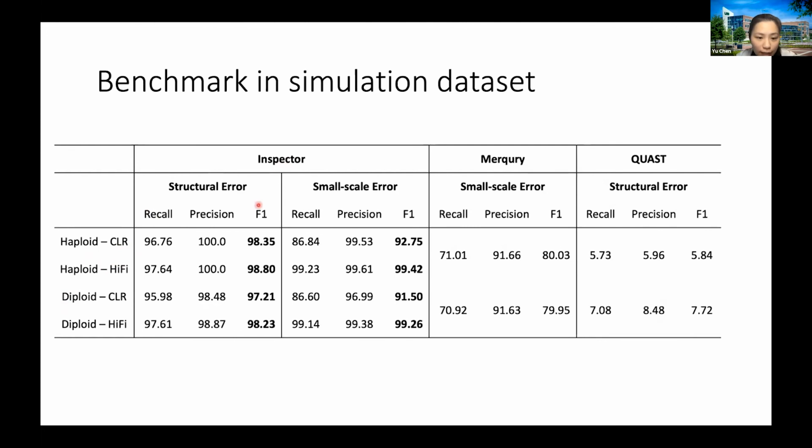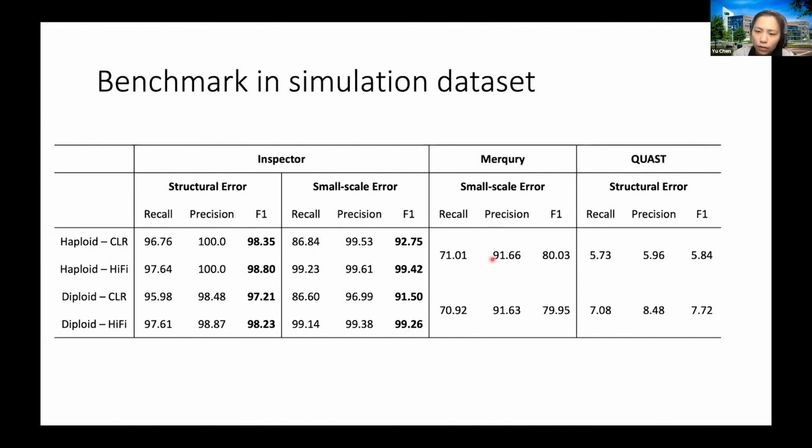Here, if we look at the F1 score, which is the error detection accuracy, we see Inspector has consistently high accuracy throughout these 4 data sets for structural errors and also for the small-scale errors. Especially for the CLR data, which has a lot more sequencing errors than the HiFi data, we see a lower recall, about 86%, than the HiFi, which is 99%. But still, we have very high precision, and that leads to a high accuracy, over 90% for the small-scale errors.